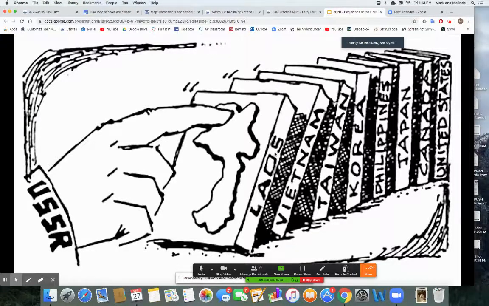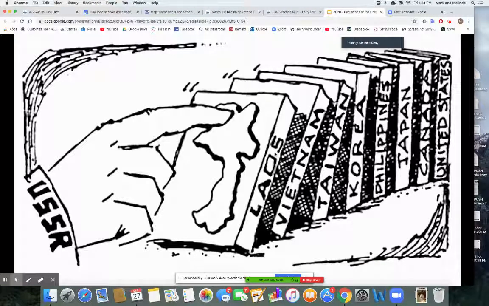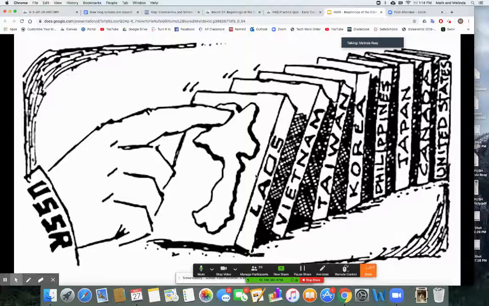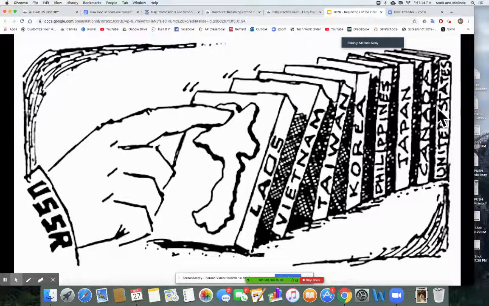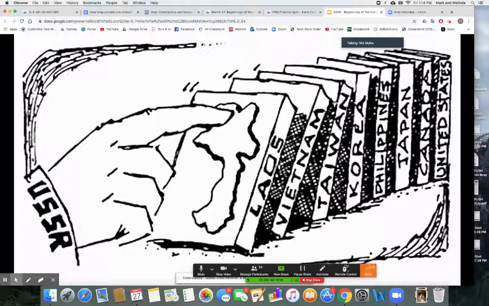What's that? How do they make the leap from Japan to Canada? I've never actually been asked that question before. But my assumption is that eventually, if you notice, it's going more and more east. And then all of a sudden it hits into Canada, the United States. That would be my assumption. Never been asked that question.